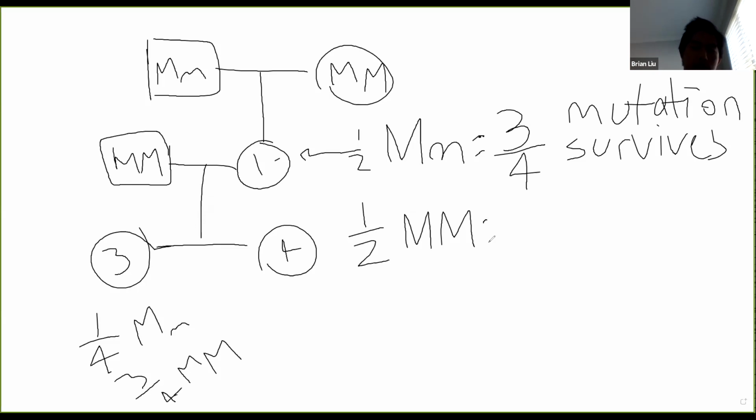And for the case that it's big M, child 3 inherits a big M from the father and inherits what from the mother? Well, we look here, there's only a big M to inherit. So child 3 is big M, child 4 is big M, and so there's a 0 chance that the mutation survives. So ultimately, there's a 1/2 times 3/4 equals 3/8 chance that the mutation survives.